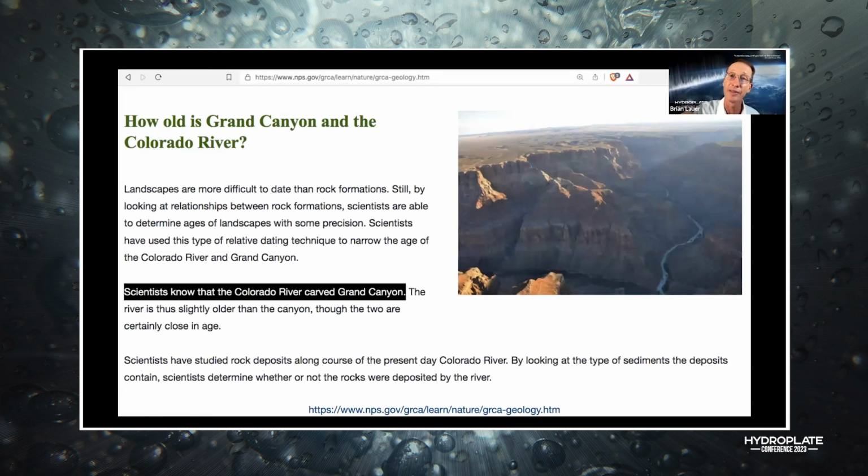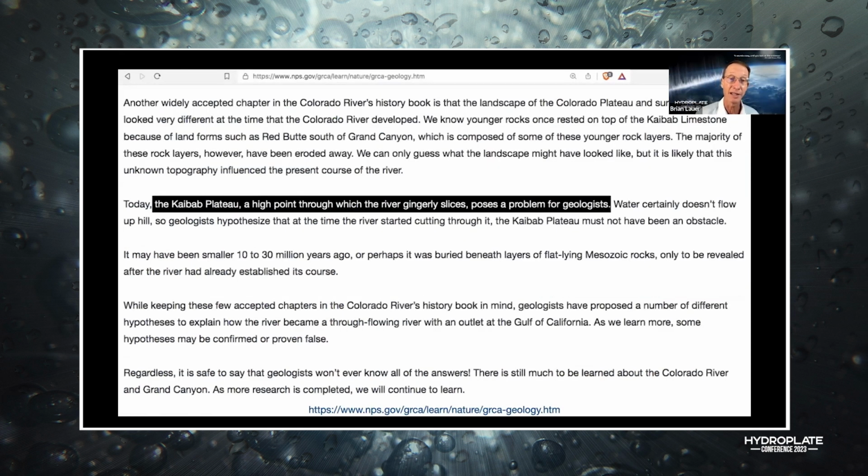But that's what's on their website. And so that's what our taxpayer money is for. And it's not true. And I'll show you why. But they admit this part, at least. The Kaibab Plateau, a high point through which the river gingerly slices, poses a problem for the geologist. And what's the problem? Water certainly doesn't flow uphill. That's a problem. Yeah, that's a real big problem.